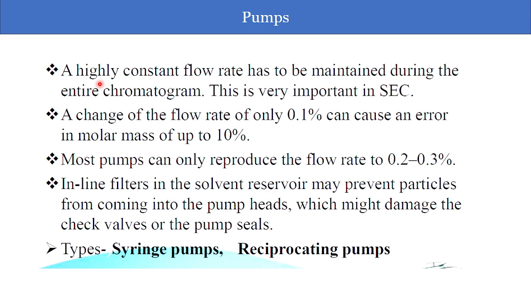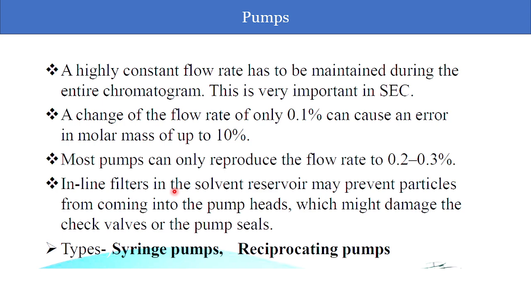So if you are changing the flow rate from time to time, it actually hampers the mobility of your particular mixture of proteins or even your protein, because sometimes it's moving fast, it does not know when it has to move slow. So it somewhat affects the protein traveling through the particular column, and it will also cause an error in the detection when you are analyzing your graph. A change in flow rate by only 0.1% can cause an error in molar mass up to 10%, and most pumps can only reproduce the flow rate to 0.2 to 0.3%.